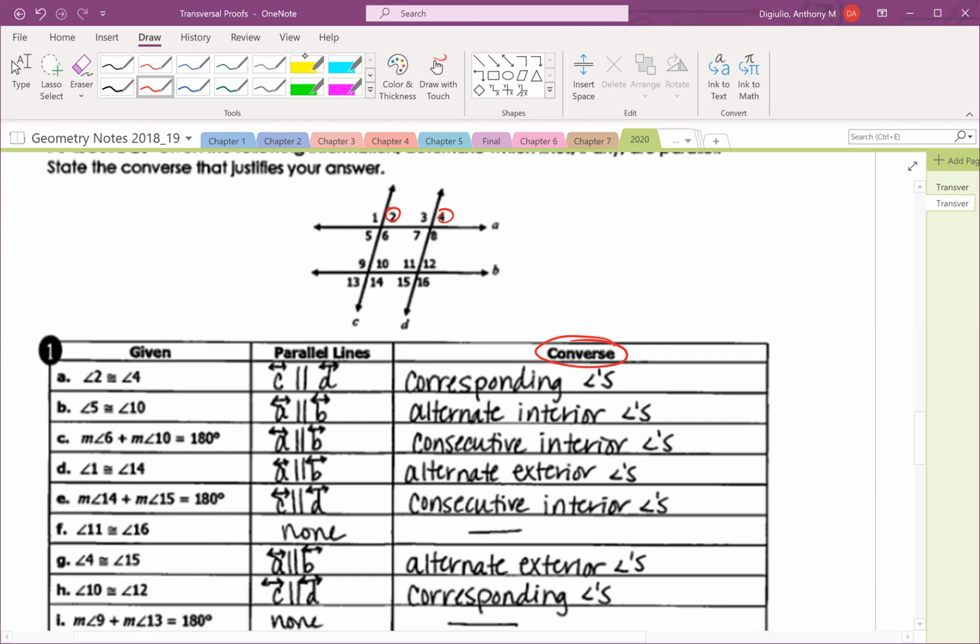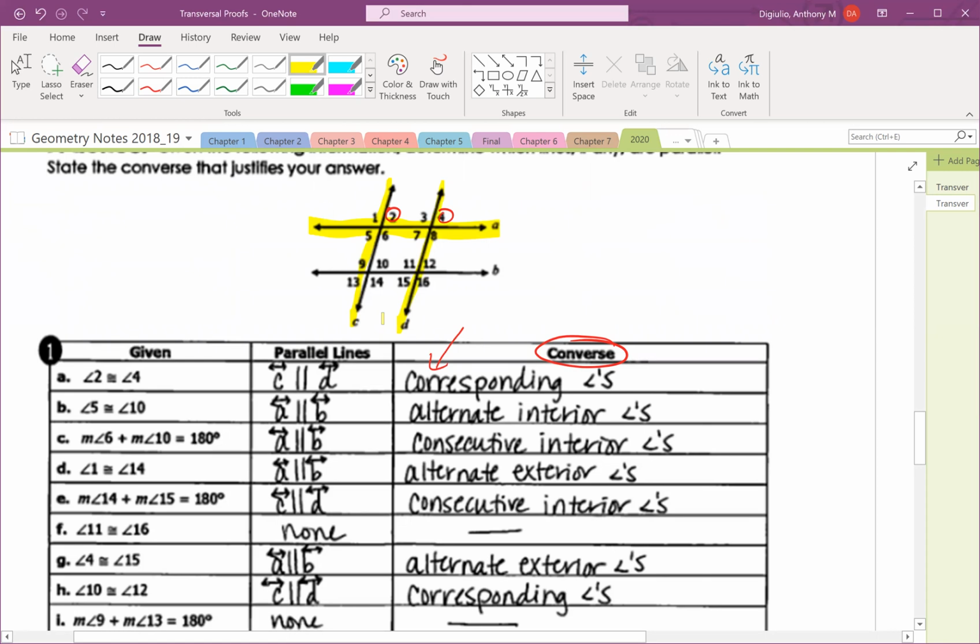Well, first I want to figure out the converse. So if those two are congruent, well, those are both in the top right of their group of 4. So if they're in the same spot, I know that those are going to be corresponding angles. So they do have a converse, which is good because that means that two of the lines are going to be parallel. And one way I like to help determine which lines they are is to highlight the two lines that those angles touch.